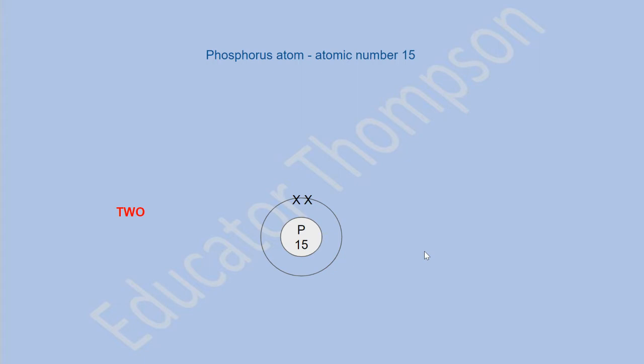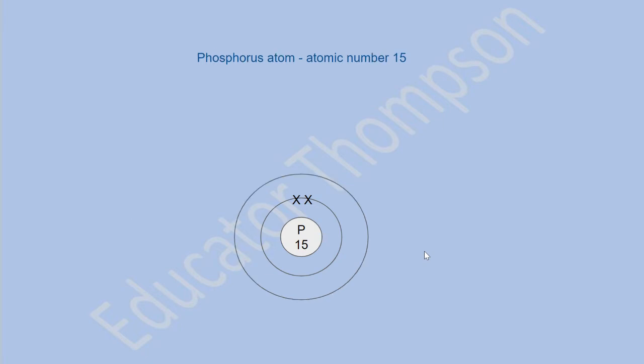We will draw another shell. The second shell and all other shells can hold a maximum of 8 electrons. So we can add 8 out of the remaining 13 in this second shell. To add these electrons, please follow the rules. The rules are add them single at first, which is 4.